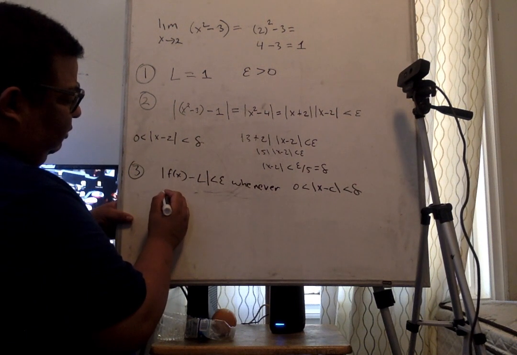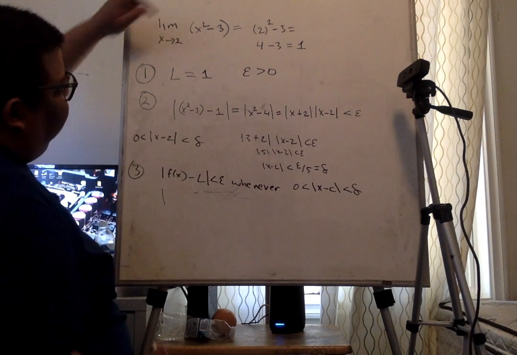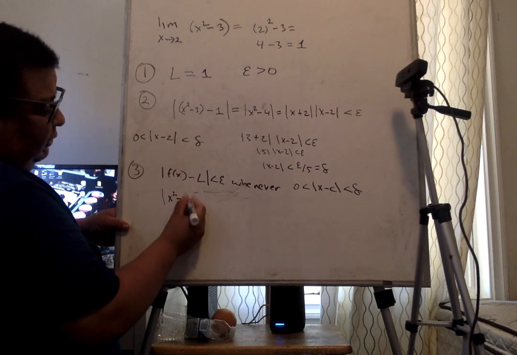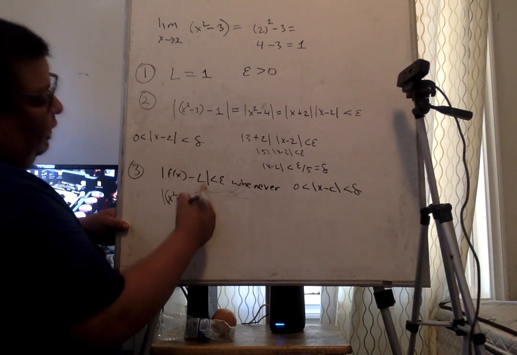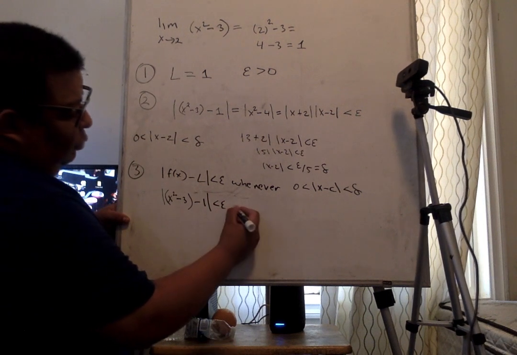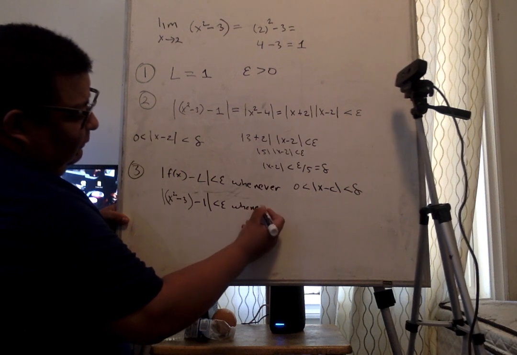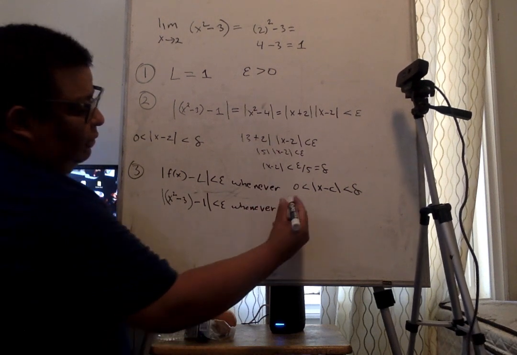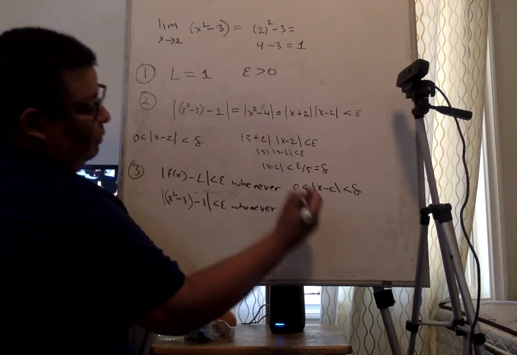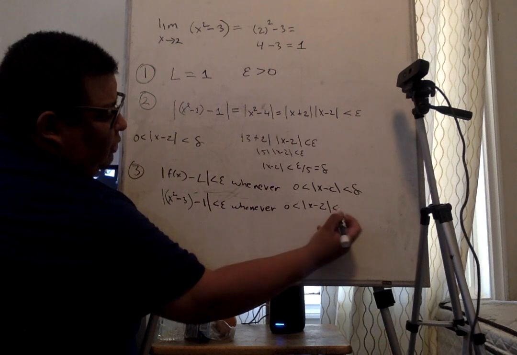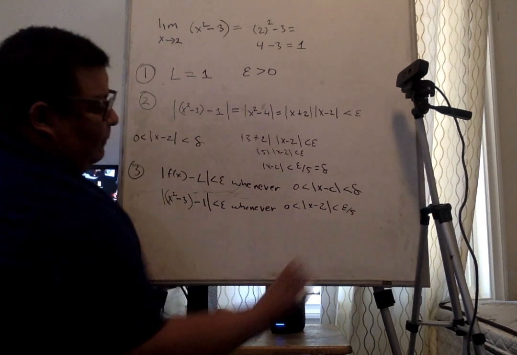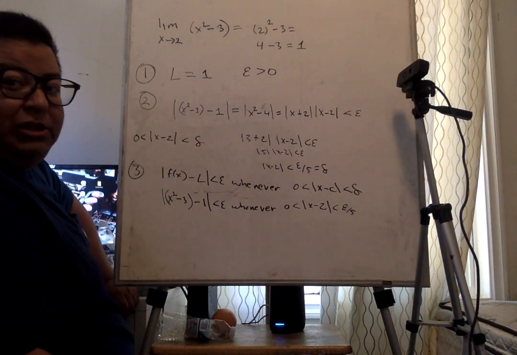Okay, so alright, so f of x, what is f of x? It's x squared minus 3. So absolute value of x squared minus 3 minus L, L is 1, is less than epsilon whenever 0 is less than absolute value of x minus 2, which is our c, is less than delta, which is what? What we found delta to be? Epsilon over 5. And that ends our problem.